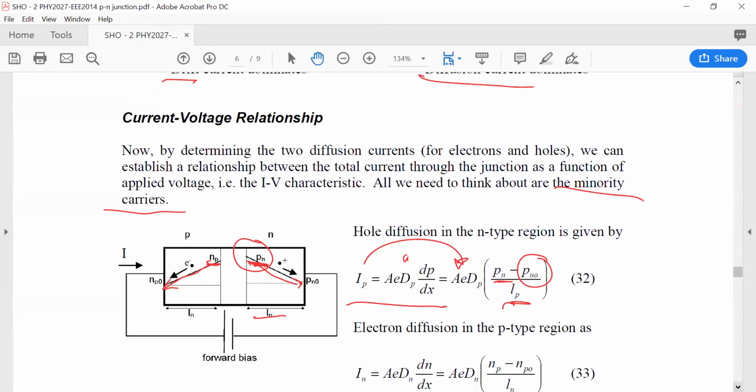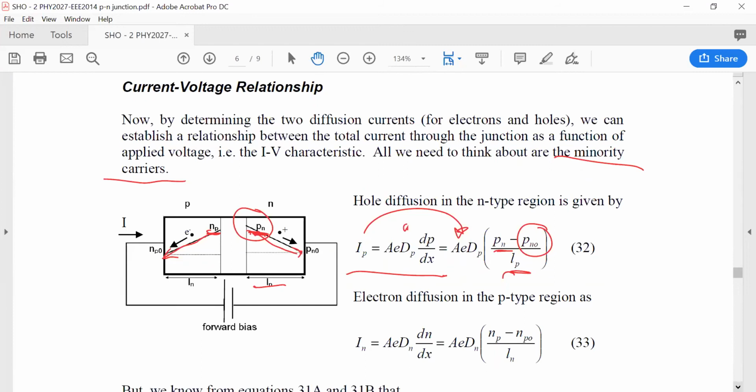Exactly the same applies for the electron diffusion in the p-type side. The electron current is given by the cross-sectional area times the charge on an electron times the diffusion coefficient for electrons. We get that from the mobility of electrons, but since it's electrons, we have to look at n, and the concentration gradient dn over dx, where dn goes from the maximum value np to the minimum value np0 further away.